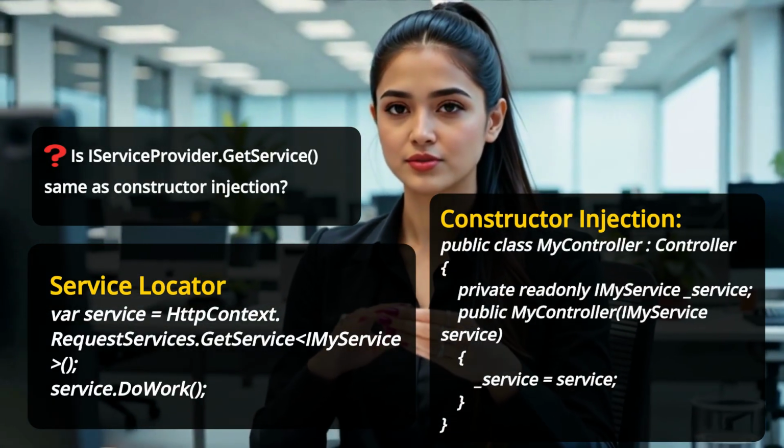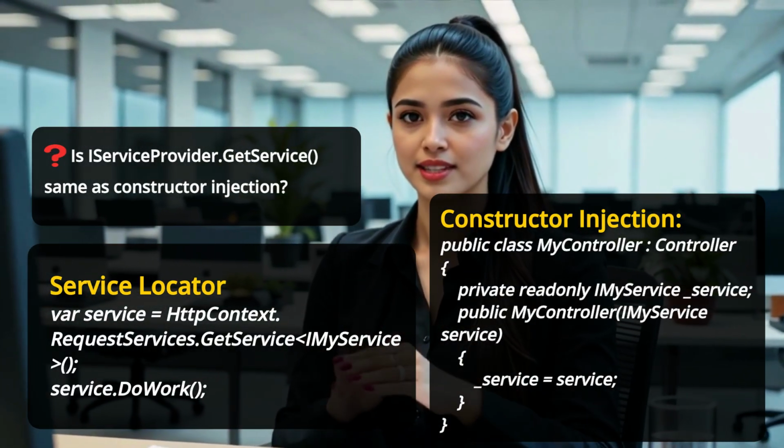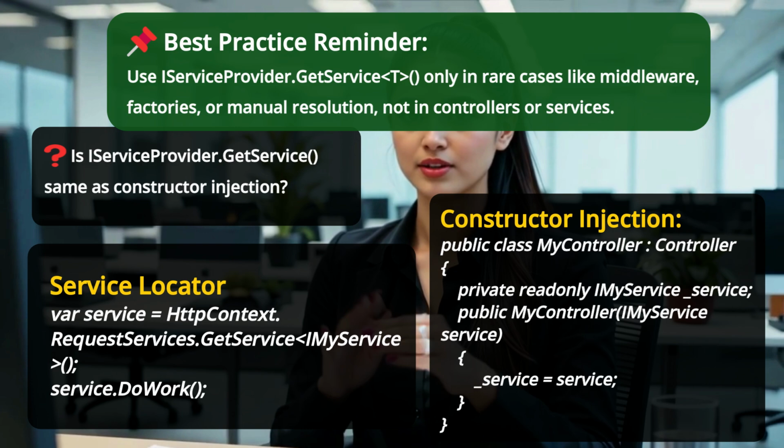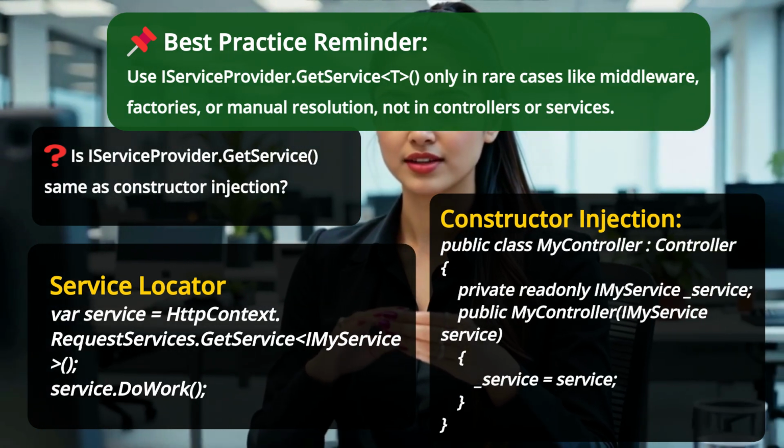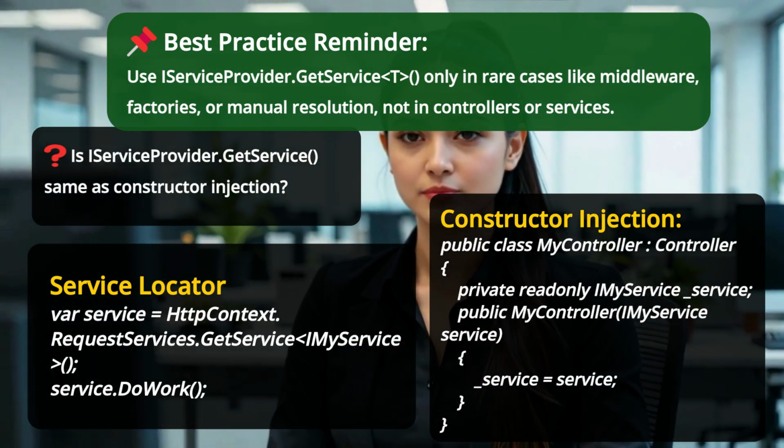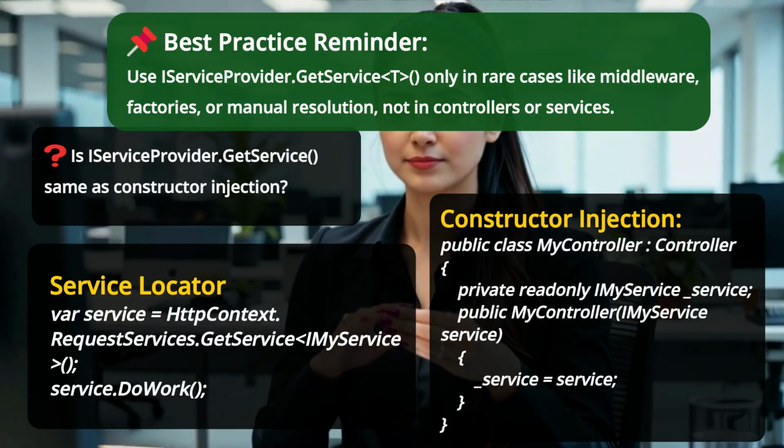That's called the service locator pattern, and it's considered an anti-pattern in most cases. Constructor injection is preferred because it makes dependencies explicit and promotes better design and testability. Any anti-patterns or mistakes you've seen?